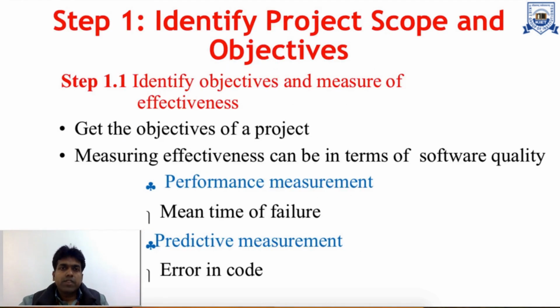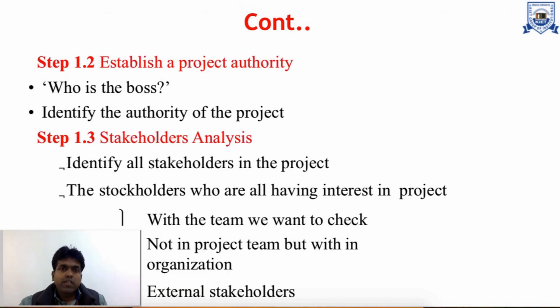Then after selecting the project, in step one, we identify the scope and objective of the project. So we identify the objectives and scopes of the project and measure the effectiveness of the project. We get the various objectives of the project, and measure the effectiveness in terms of quality of the project. We can check the quality by measuring the performance as well as by measuring the predictive. These involve various sub steps.